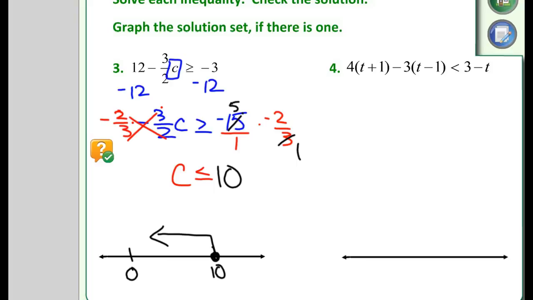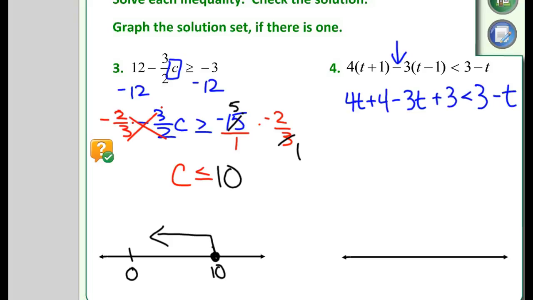Let's take care of this. Now you notice I've got a lot of parentheses on there. Order of operations says that we need to take care of parentheses first. So let's go ahead and take care of our multiplication. We've got 4t plus 4. Do you see that minus sign there? That means we're going to multiply by negative 3. So we've got negative 3t. Negative 3 times negative 1 is positive 3, is less than 3 minus t.